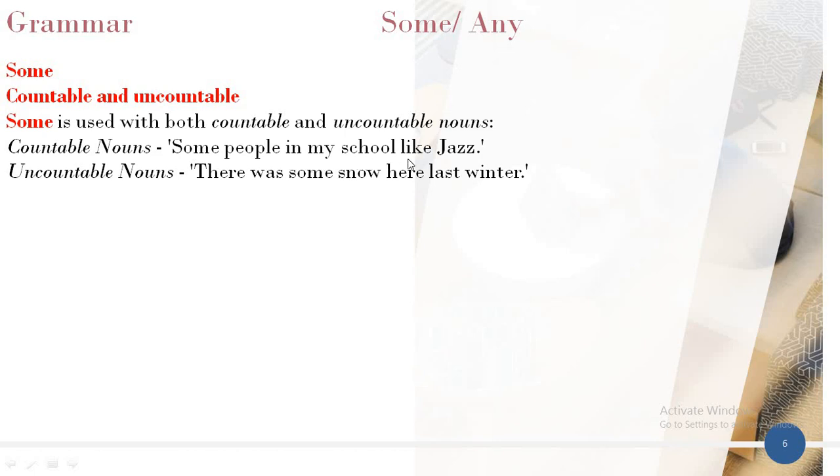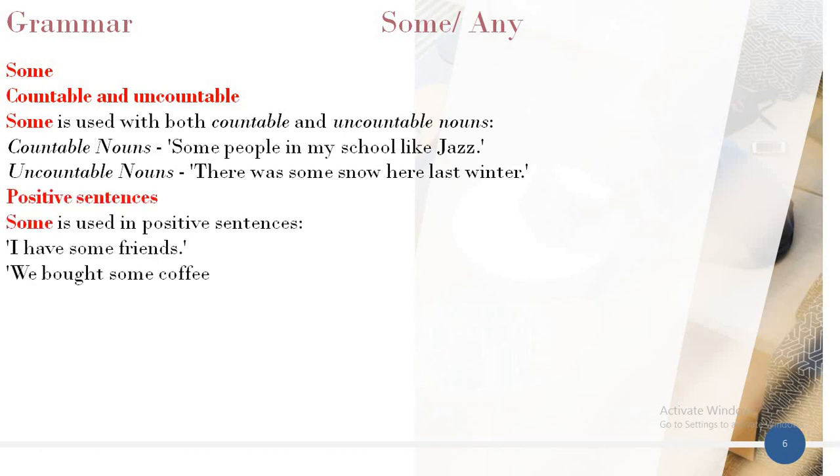Example: some people in my school like jazz. For uncountable nouns: there was some snow here last winter. I repeat, we use some with countable and uncountable nouns. And we use some with positive sentences. For example, I have some friends. We bought some coffee. These are positive sentences.